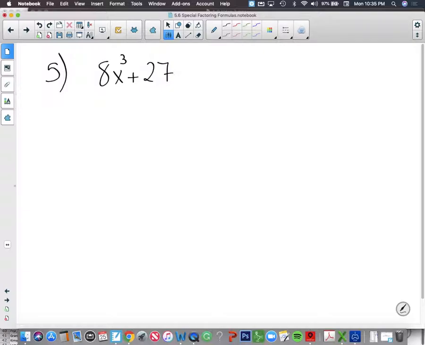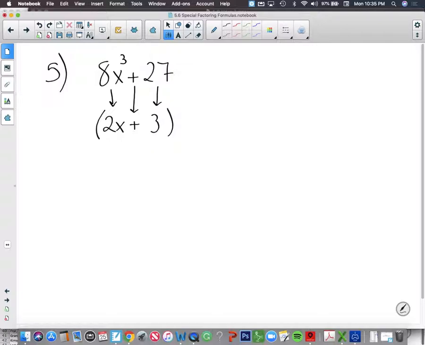So I'm going to try to show you this one just like I did on the last one, where I'm going to apply the pattern. Okay, so I need to figure out what is being cubed here, which is a 2x. And then what is being cubed here? That would be a 3. All right. And then I just carry down my first sign. So I've got 2x plus 3.